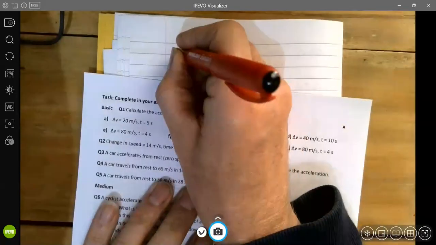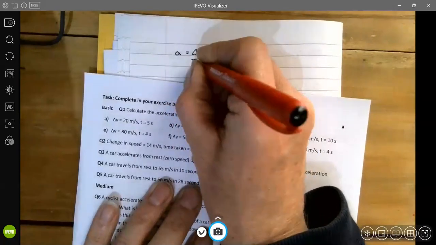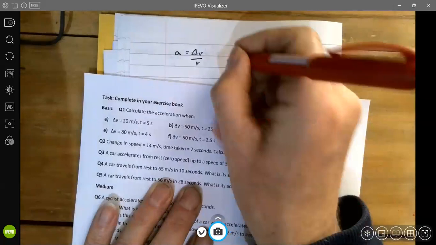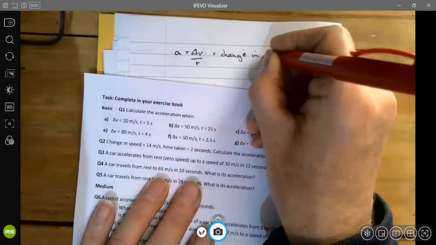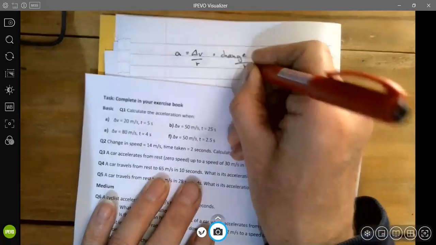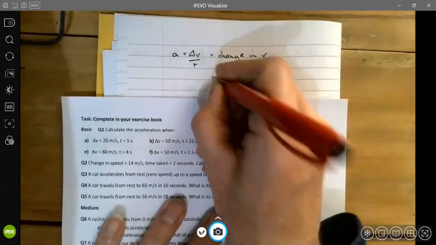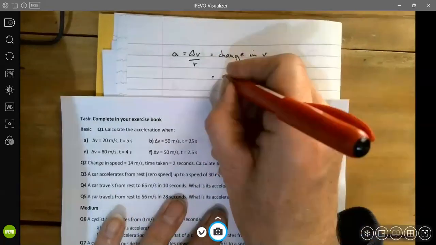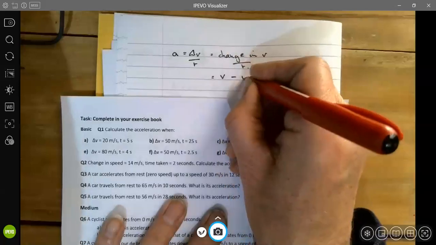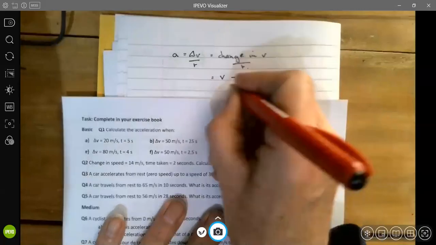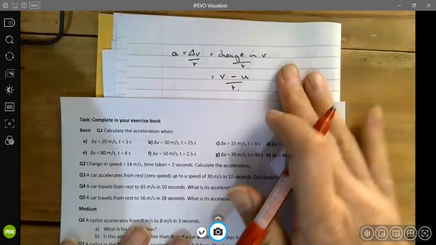So acceleration A is equal to delta v over time. So that's delta meaning change. So that's equal to change in v, velocity over time. Now, what we can actually see is that change in velocity is equal to the final velocity v minus the starting velocity or initial velocity u over t. So that will help in the more difficult questions.